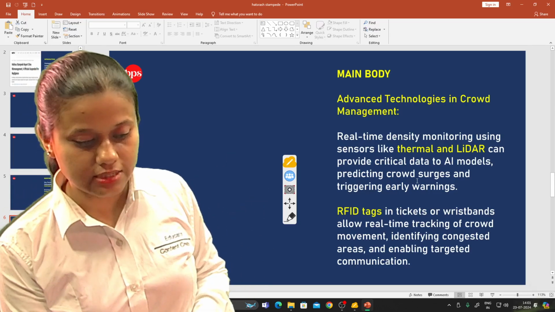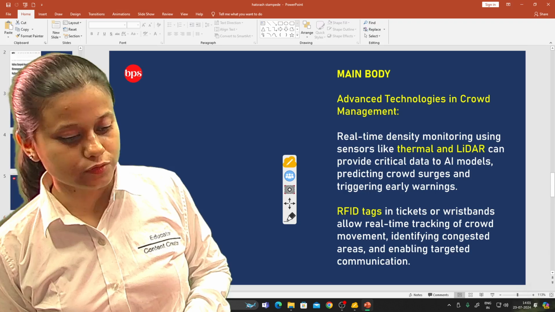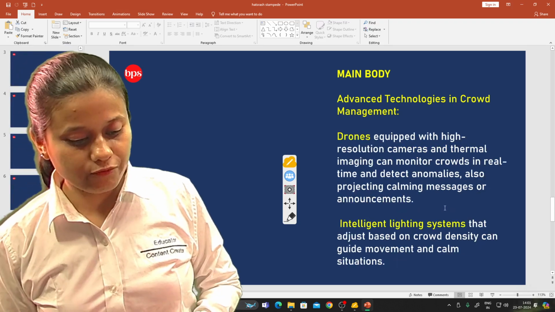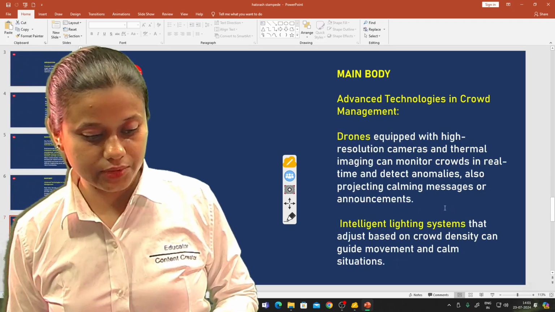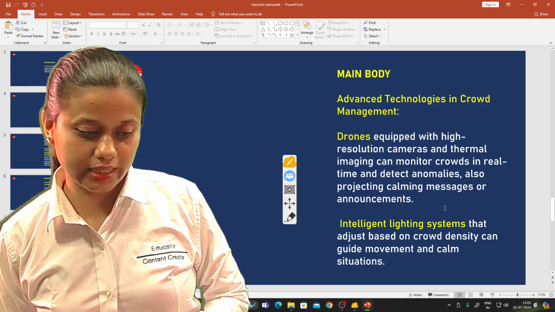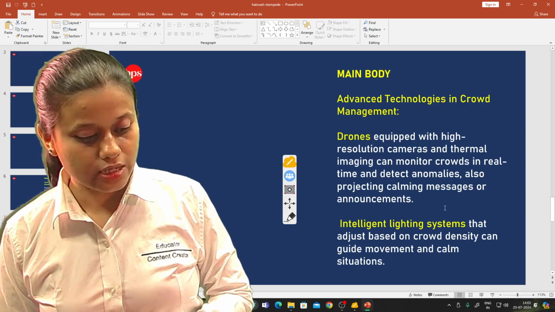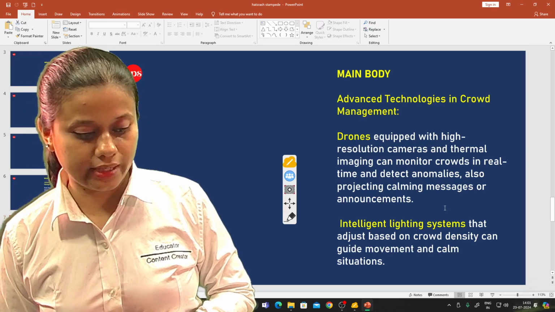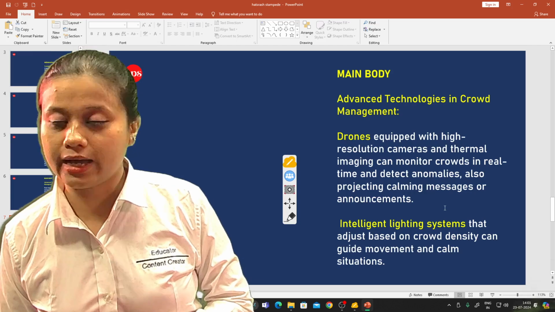So it becomes easy for the administration also to keep track. Then drones equipped with high resolution cameras and thermal imaging can monitor crowds in real time and detect anomalies, also projecting calming messages or announcements. So drones which are equipped with high resolution cameras.